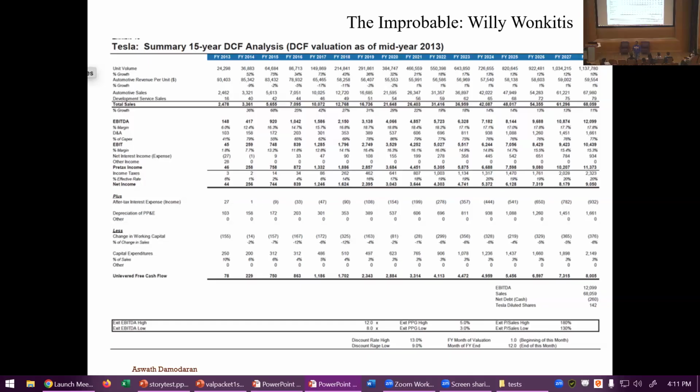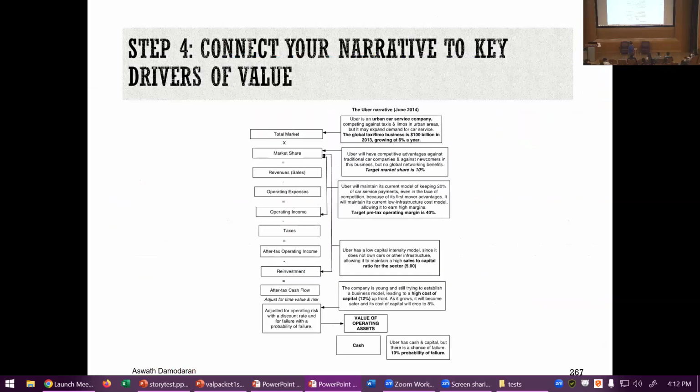So impossible, implausible, improbable. Don't take anybody's valuation at face value, including mine. Your job is to be skeptical, to ask those questions, to make sure this valuation passes that test.